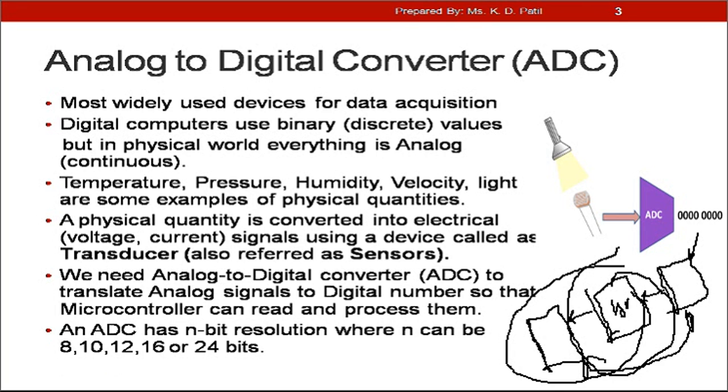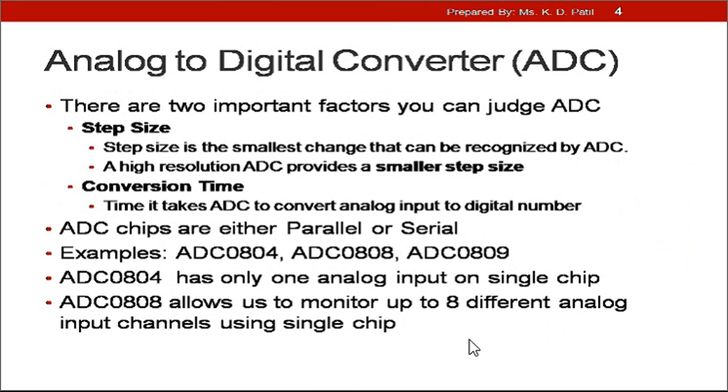An ADC has an n-bit resolution where n can be 8-bit, 10-bit, 12-bit, 16-bit and 24-bit. If you want to check the capacity of an ADC, there are two important factors we need to check. One is step size and another one is conversion time. A step size is the smallest change that can be recognized by the ADC. A high resolution ADC provides a smaller step size. That means a high resolution ADC can measure the smallest change which will occur.